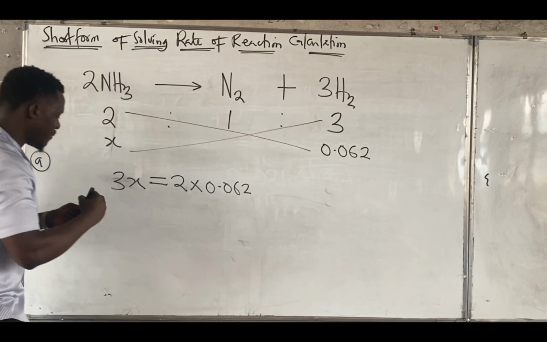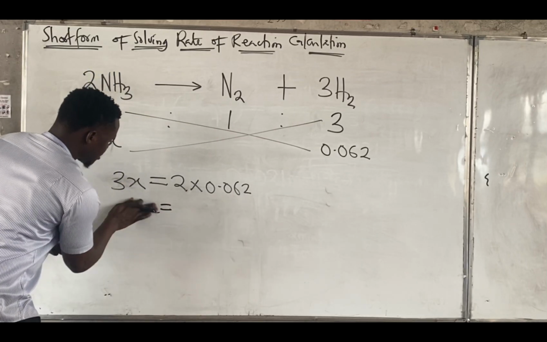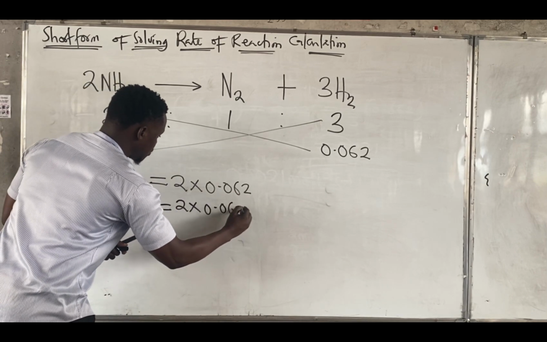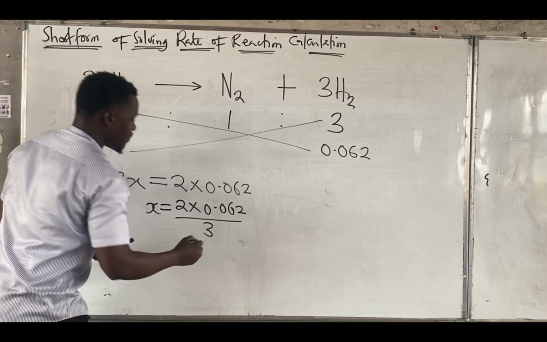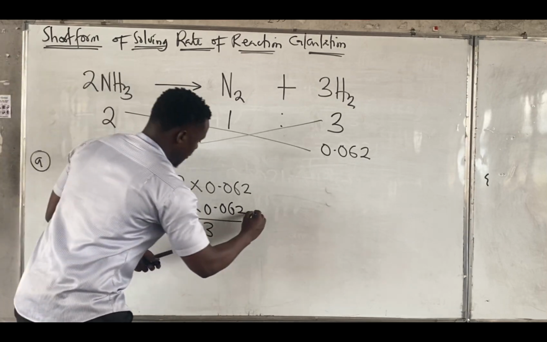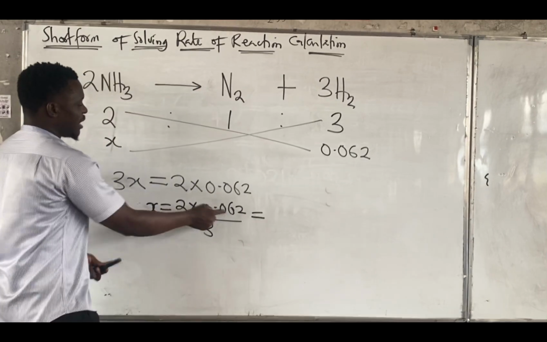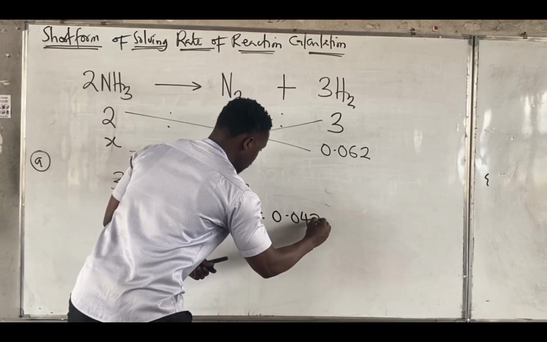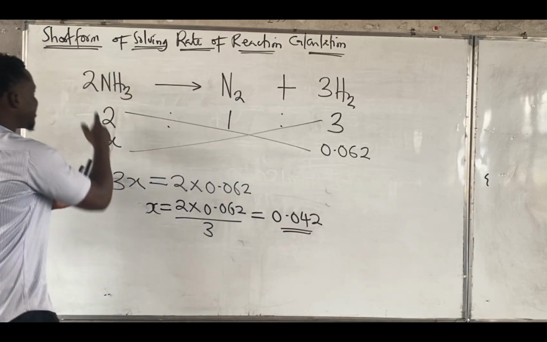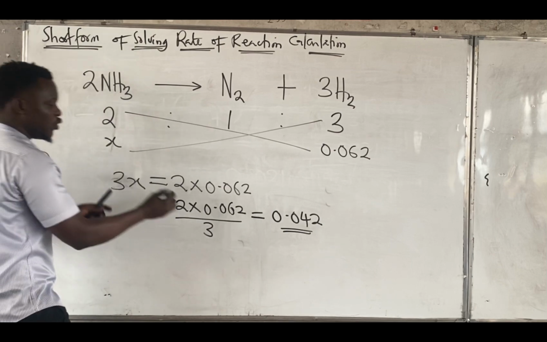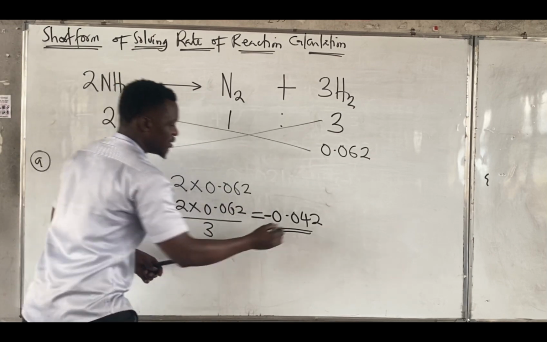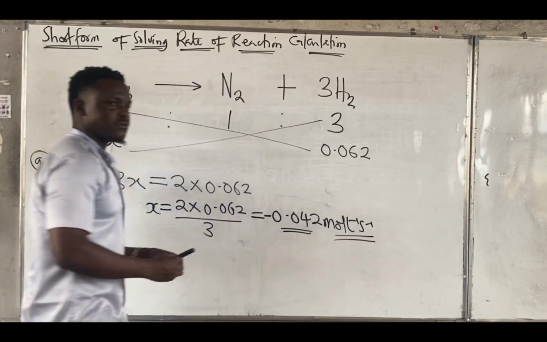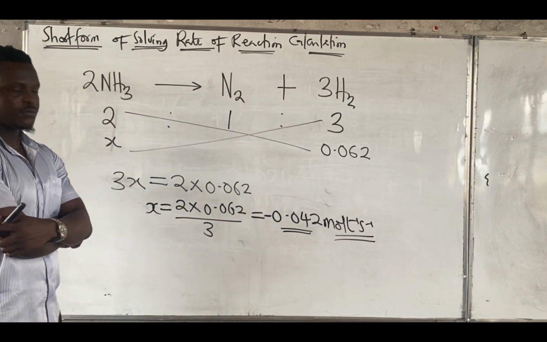If you make x subject of the formula, x becomes 2 times 0.062 all over what? 3. 2 times this is what? 0.12. So if you do this, this will be 0.042. Now, since ammonia is on the reactant side, you put what? Minus. This is the same answer as what we got in our calculation. Check your notes. True or false?